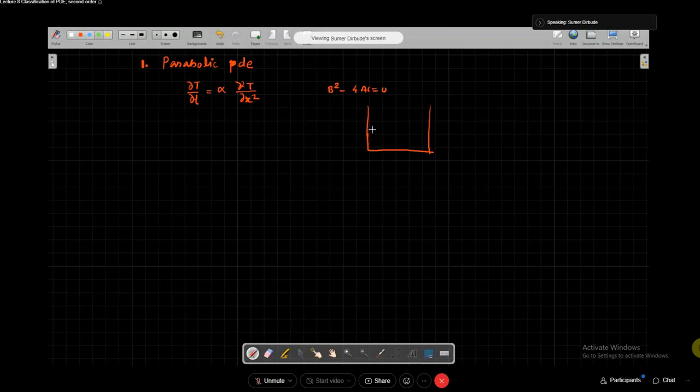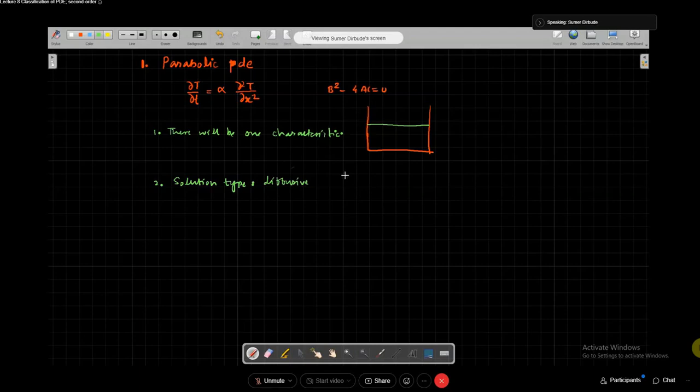There will be one characteristic, number one. Number two, the solution of this parabolic problem, the solution type of this archetypal parabolic PDE, del T by del t equals alpha del 2 T by del x2, will be a diffusive type. Solution type will be diffusive.